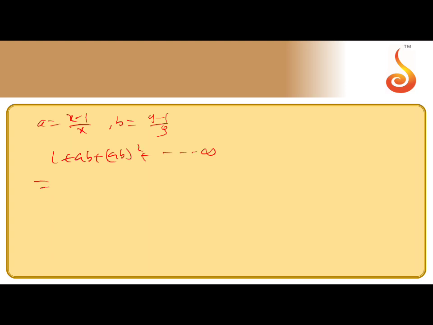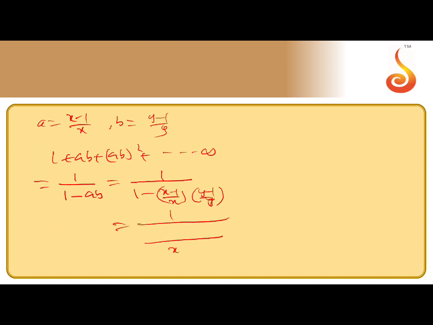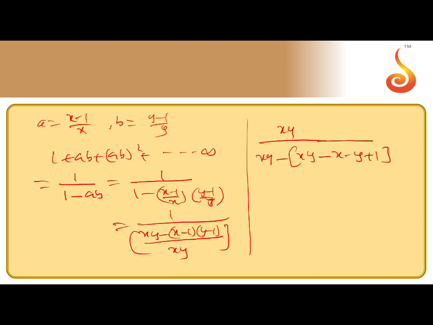This is also a GP. So GP means A by 1 minus R. Here A is 1, so it is 1 by 1 minus R, that is, 1 by 1 minus AB. So substitute the values of A and B: here x minus 1 by x, here y minus 1 by y. So in the denominator the LCM is xy. So x minus 1 into y minus 1, and xy by xy multiplied with x minus 1 into y minus 1 gives xy minus x minus y plus 1. So here xy cancels, multiply with the minus. So what is the answer? xy by x plus y minus 1.